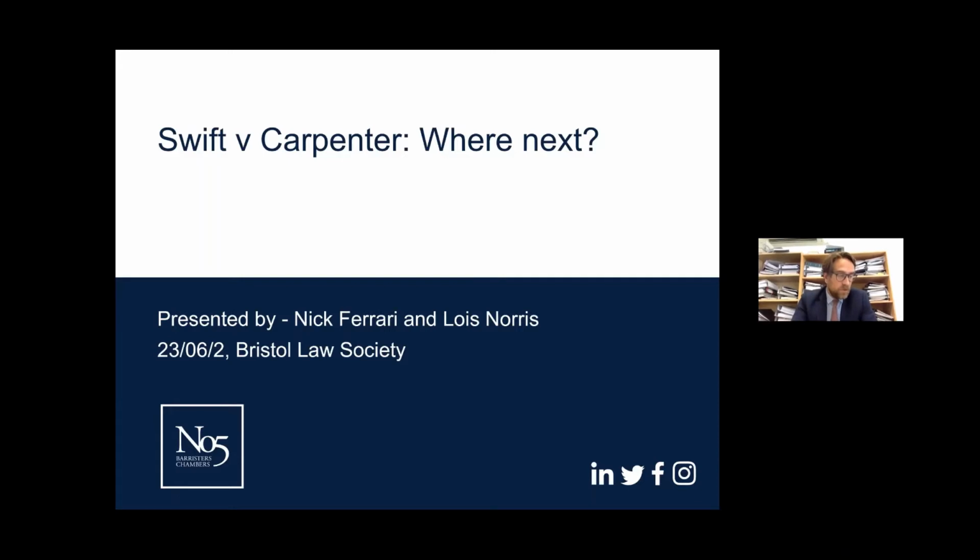Now the scheme of this talk is as follows. Lois is going to begin with some discussion and, I think, worked examples of essentially how things have changed with the advent of Swift and Carpenter. I will then move on to address in the main the circumstances in which it might be or probably is the case that the methodology in Swift and Carpenter will not be applicable. And I'll then hand back to Lois, who's going to finish with some discussion of child claimants.